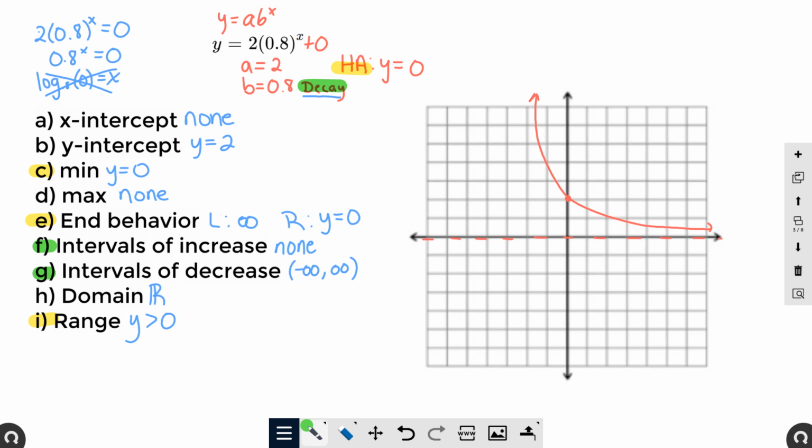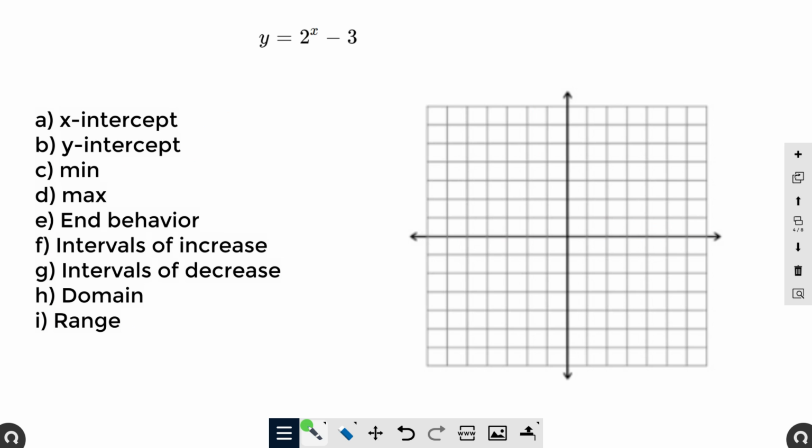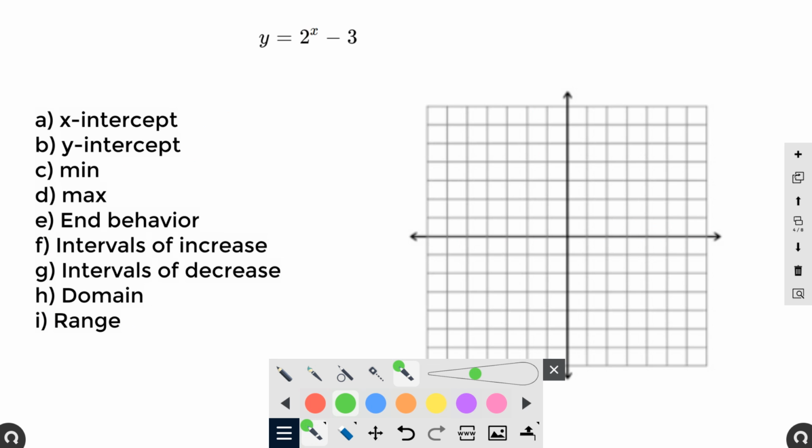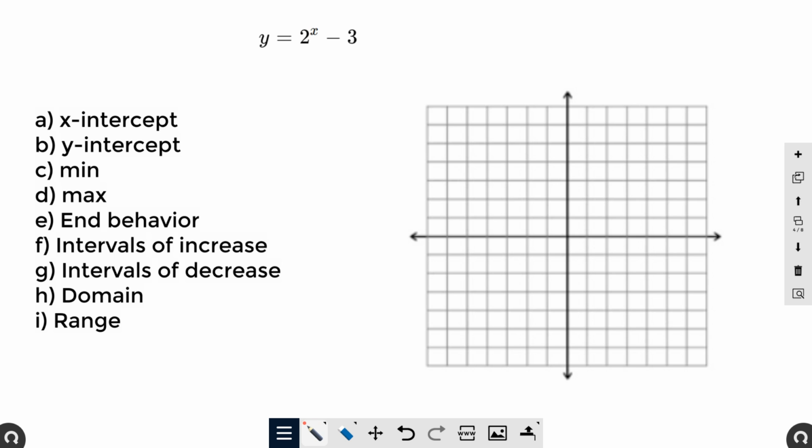All right, let's try one more of these before we talk about a different type of graph, your log graphs. So write down the equation and then just write the letters A through I because hopefully you already wrote them on the first problem. So it's the same A through I that we're finding.